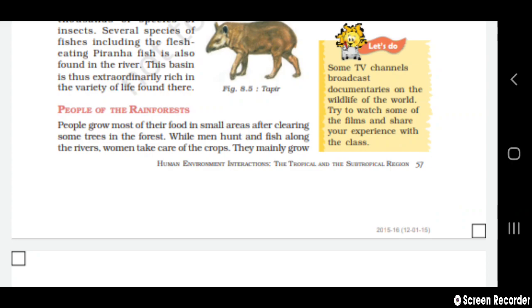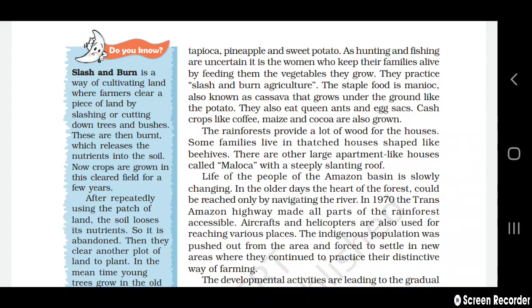Next, people of the rainforest. People grow most of their food in small areas after clearing some trees in the forest. Some of the men hunt and fish in the rivers, and women take care of the crops. They mainly grow crops like tapioca, pineapple, and sweet potato. These are some of the crops grown near the Amazon basin.